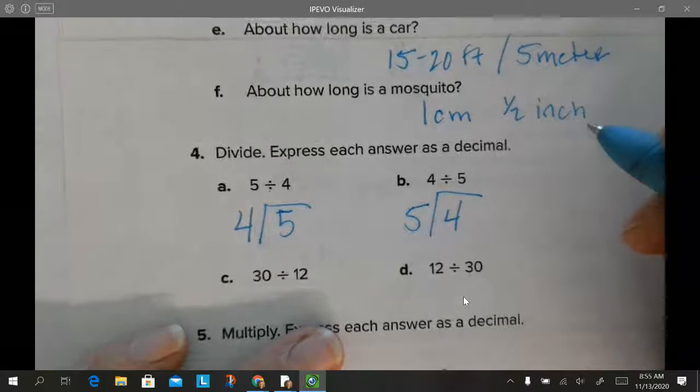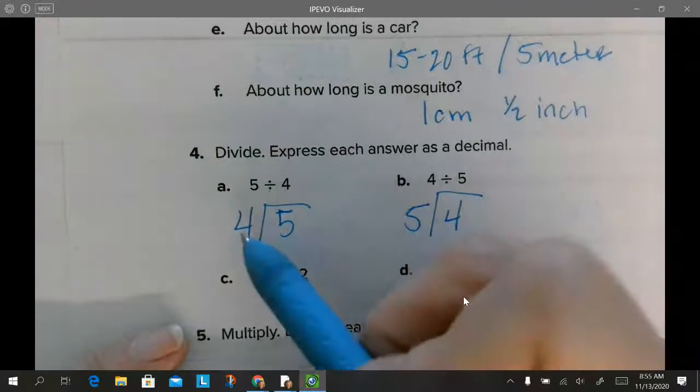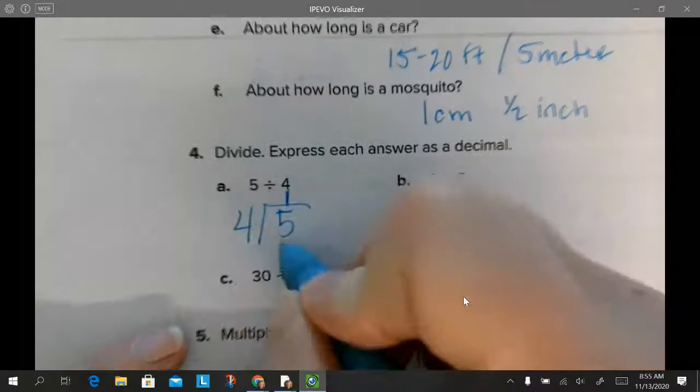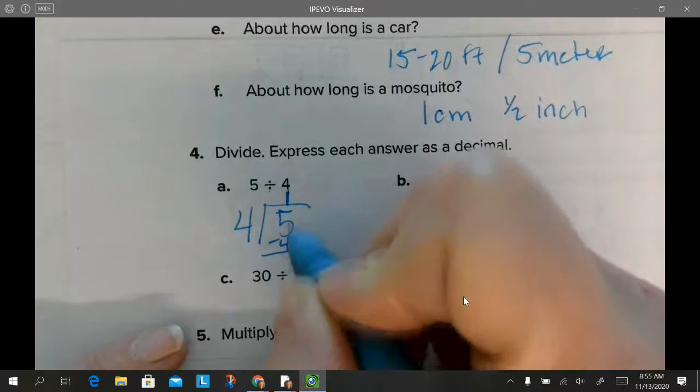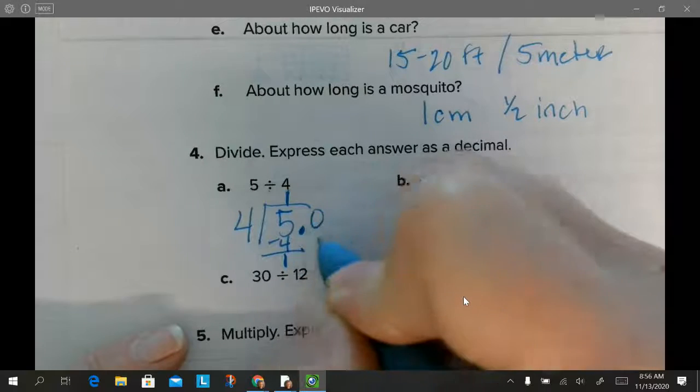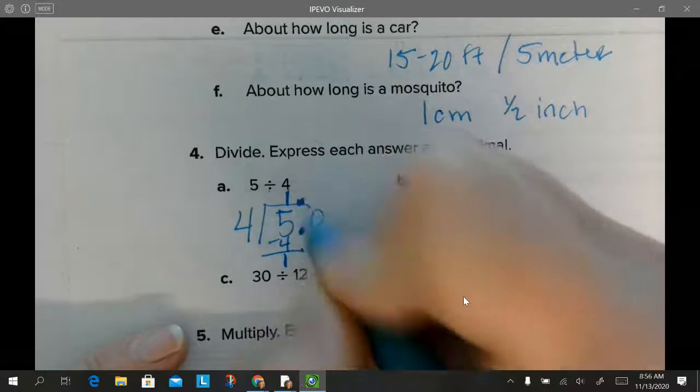All right. Now, if you needed to solve for these, you want to think about how many times 4 goes into 5. 1 time. 1 times 4 is 4. If you subtract 5 minus 4, you get 1. But you can't have remainders. You have to add a 0. Bring your decimal up.